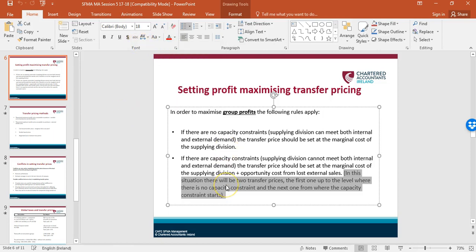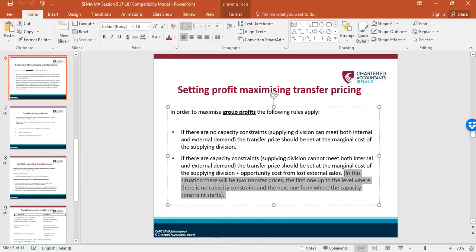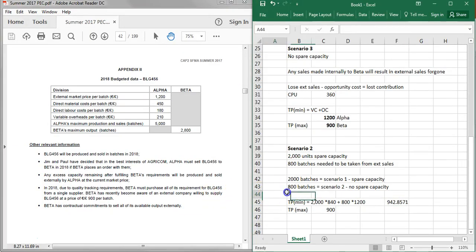It says in the situation where there will be two transfer prices, you can have the first one up to the level where there is no capacity constraint, in our case 2,000 units. The next one from where the capacity constraint starts, i.e. for the next 800. That is coming from session 5 in your notes. And again, if you want to practice another question in that regard, look at Autumn 13 question 2, a question called Perk Limited.